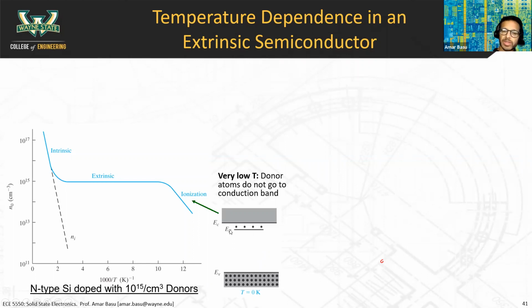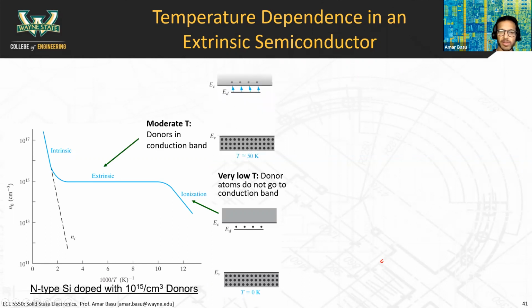If you start increasing the temperature to just above 0 Kelvin, even 50 Kelvin, you'll get to this portion of the graph here. Even at 50 Kelvin, there's enough energy for all these electrons to jump into the conduction band. So at that point, what they say is that the dopant level is ionized, meaning all the electrons have gone into the conduction band. That happens at around 50 Kelvin.